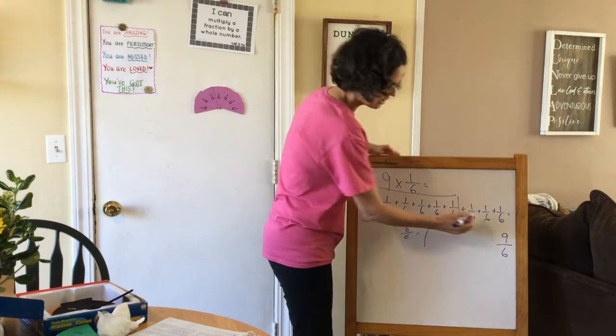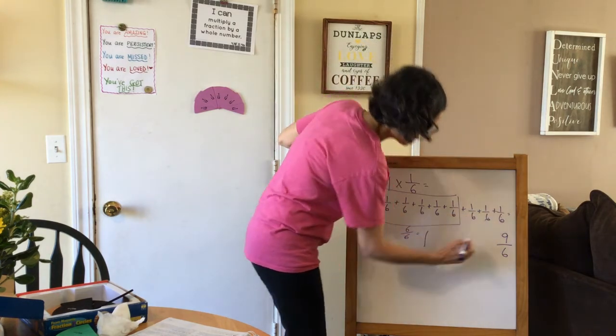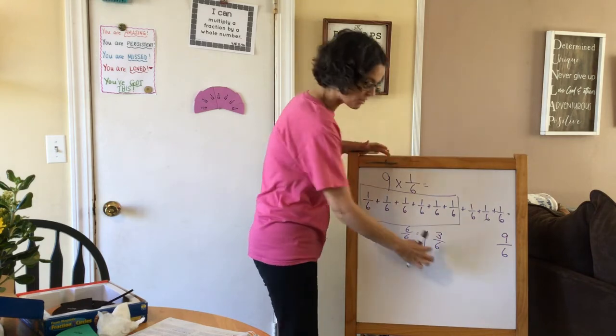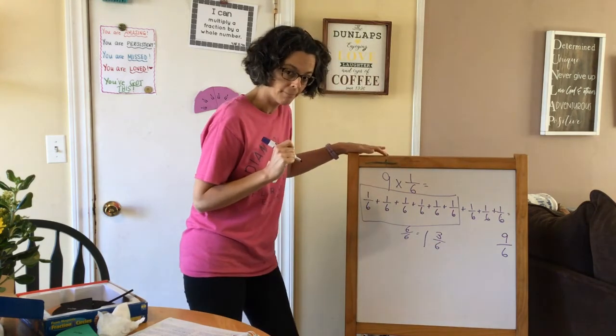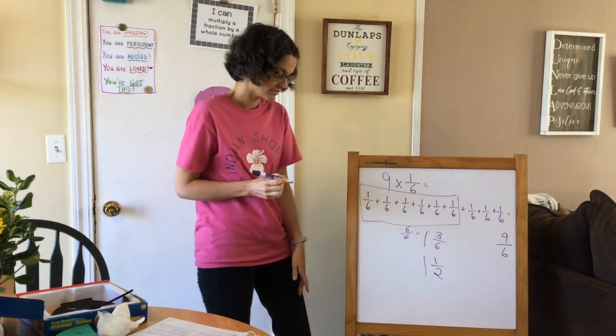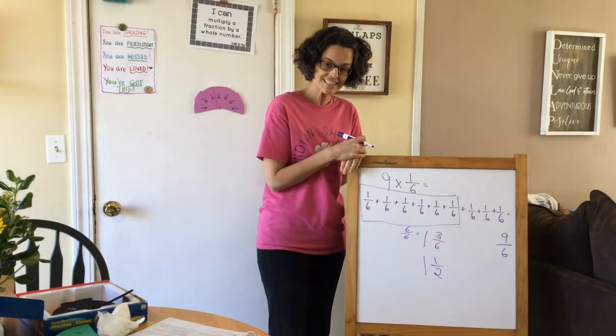What do I have left over? 1, 2, 3, 3/6. But you know that 3/6 is equal to what? 1/2. So you could also write it this way. Either way is fine. Okay? Either way is fine. Nicely done.